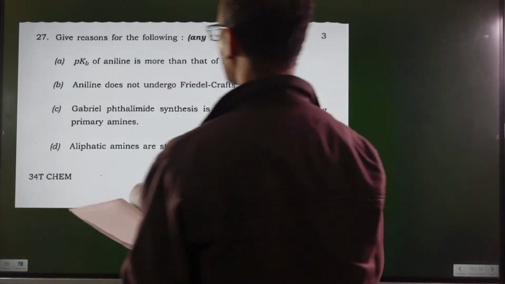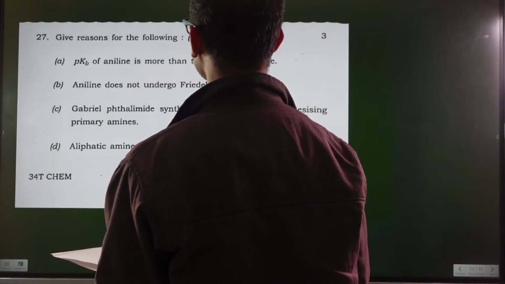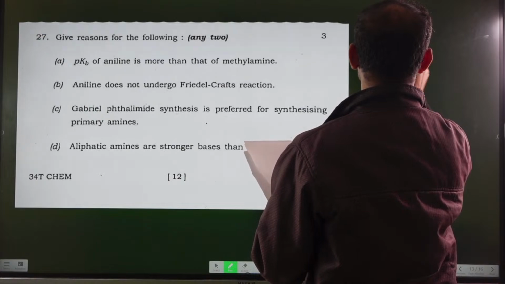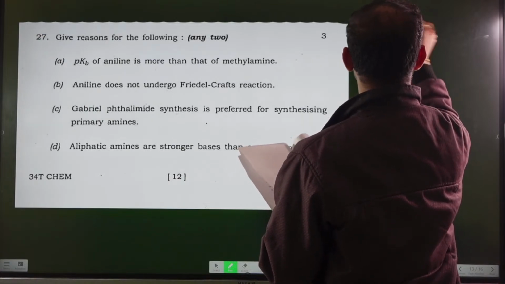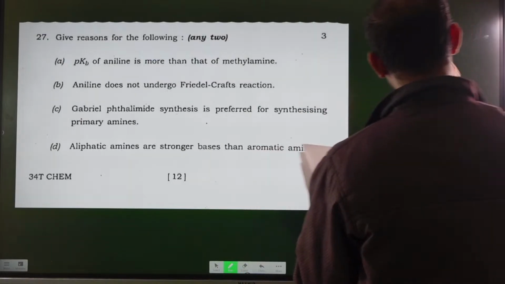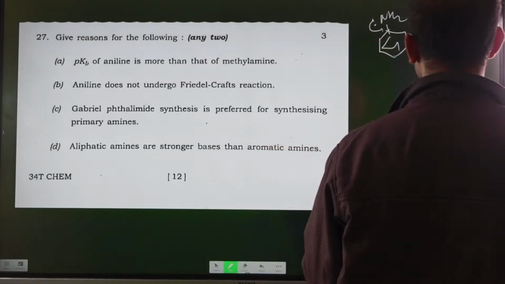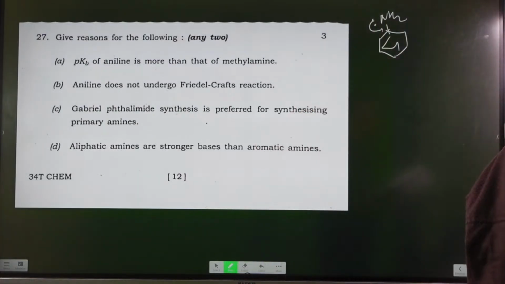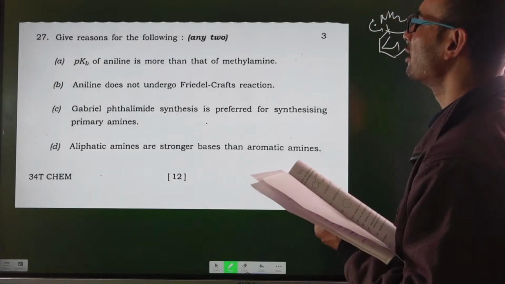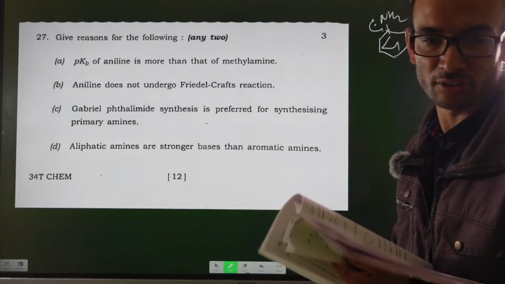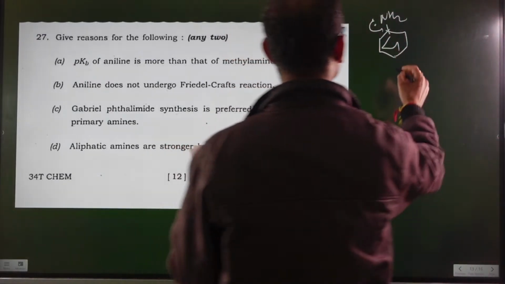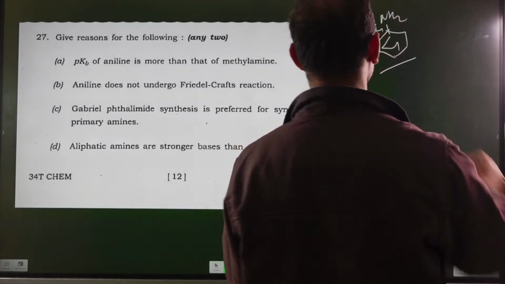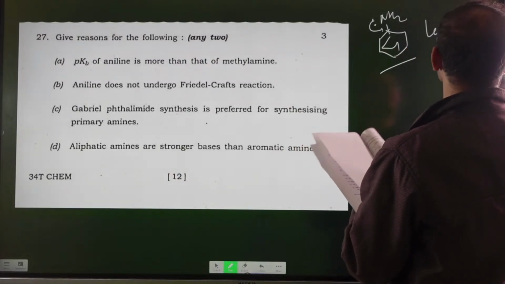Yeah, so give reasons for the following. The pKb of aniline is more than that of methylamine. See, aniline has this structure. In aniline, you can see nitrogen has a lone pair. This lone pair actually undergoes resonance stabilization, delocalization. Therefore, it is not easy to donate to any lone pair acceptor, or H plus. So this is less basic because the lone pair is not easily available for donation. So aniline is less basic compared to methylamine.